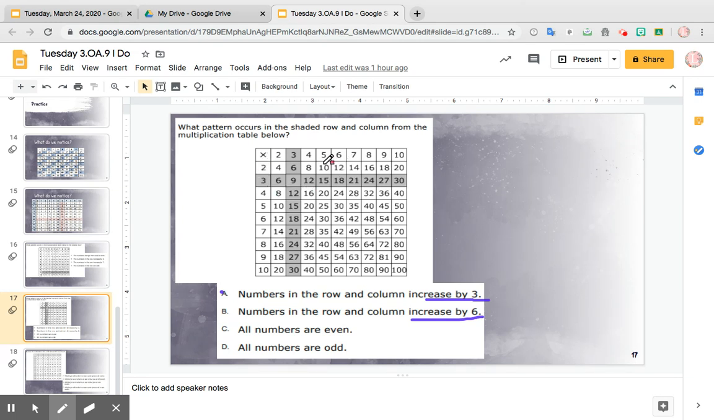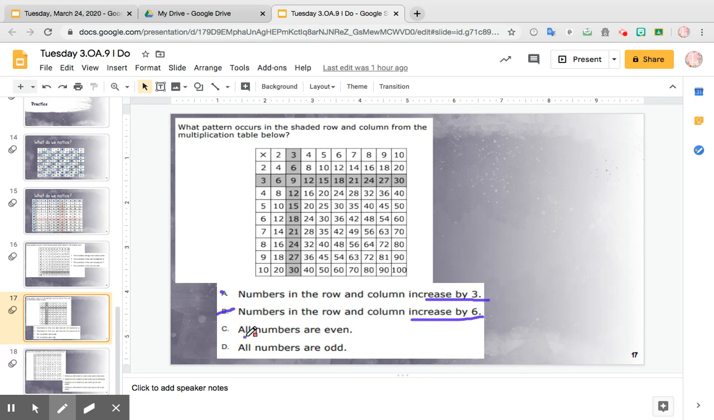Let's just check. Let's start on the row. Let's just try 15. Let's do 12. 12 plus 6 is 18, and that's not the next number I get to. I get to 15. So B can't be right.